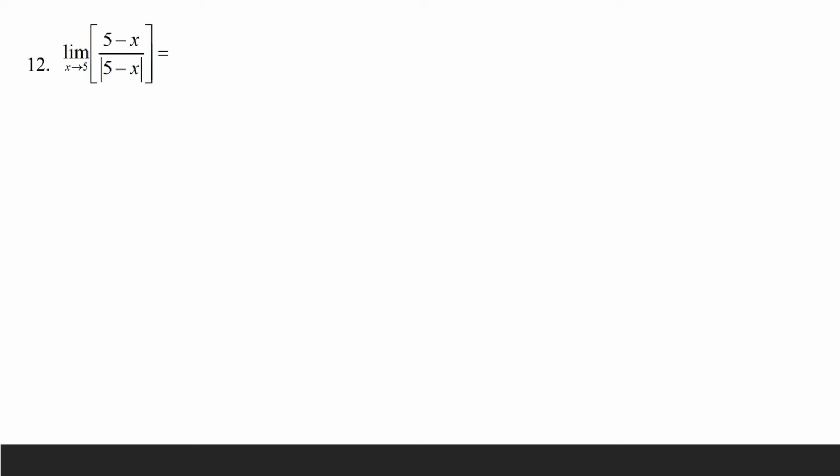We need to evaluate the limit as x approaches 5 of 5 minus x, all over the absolute value of 5 minus x. And I can already tell that something strange is going on here. But let's try direct substitution first. So we have 5 minus 5, all over the absolute value of 5 minus 5, which will give us 0 over 0. And this is indeterminate. So we need to do some more work.